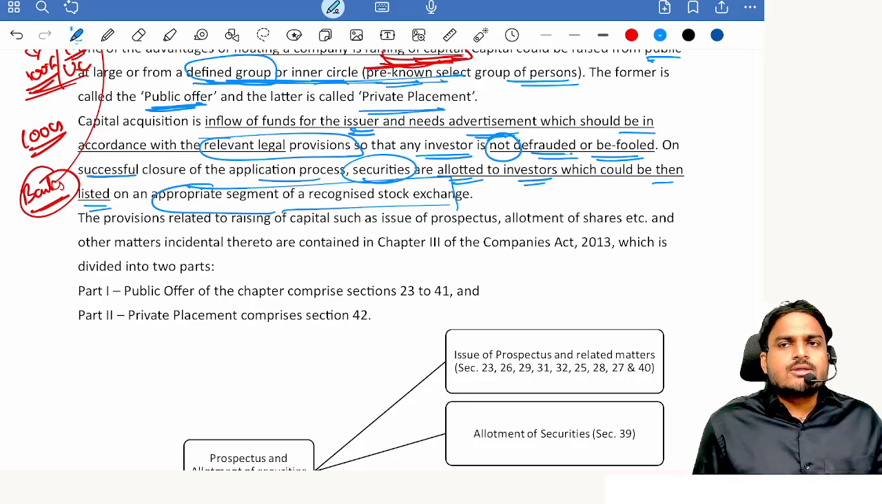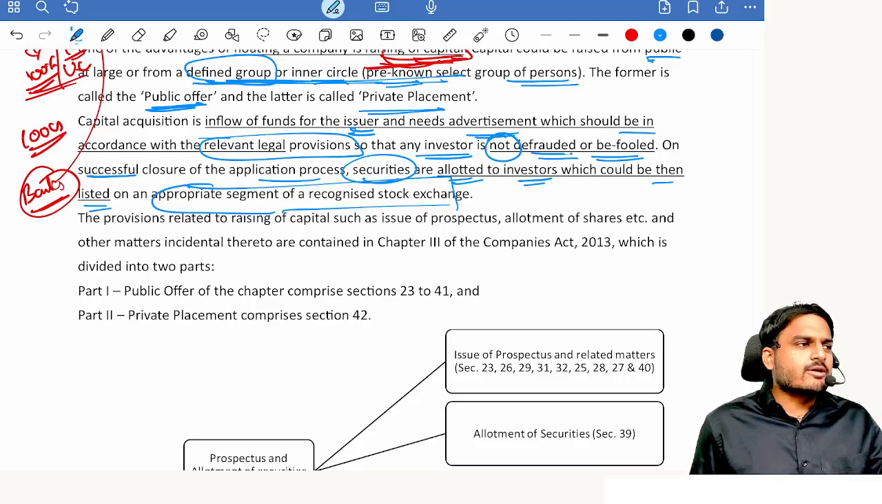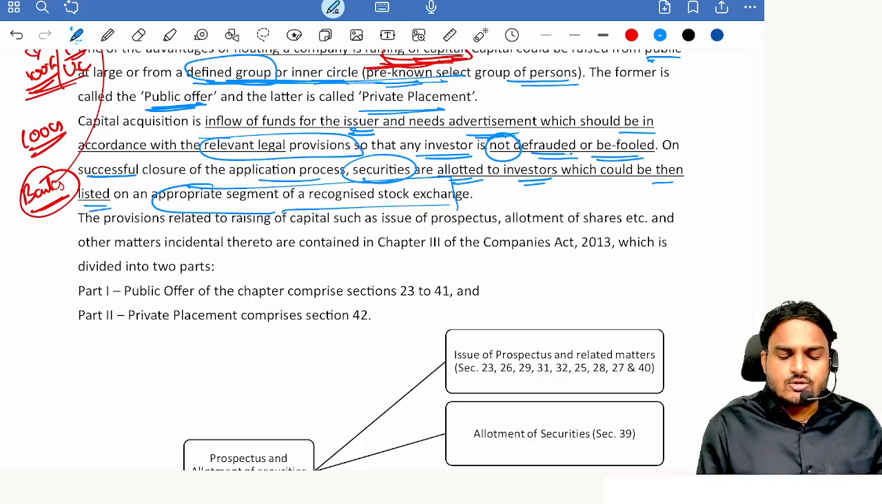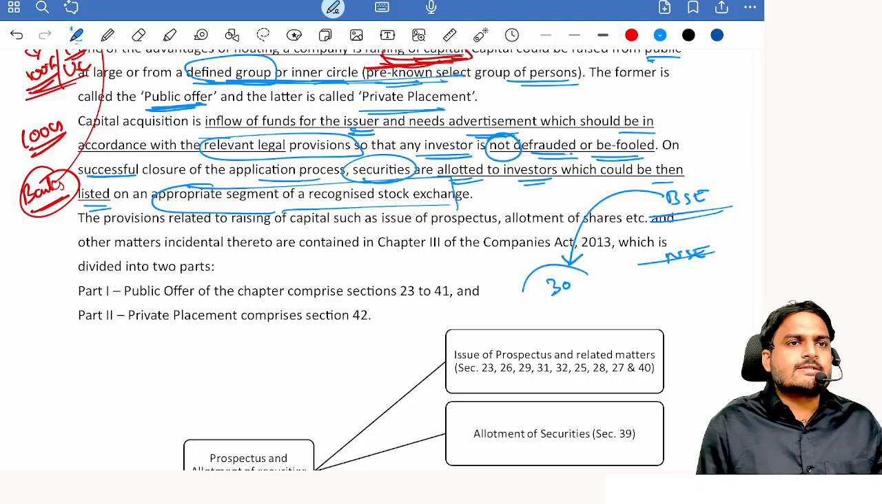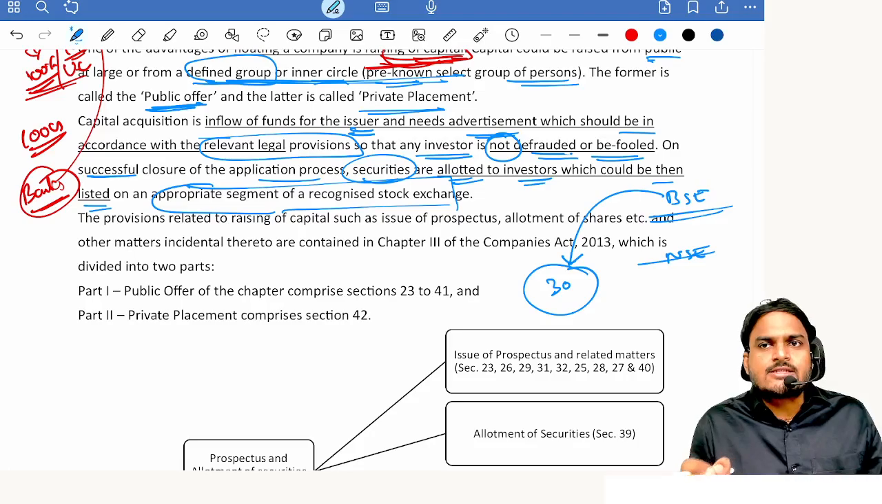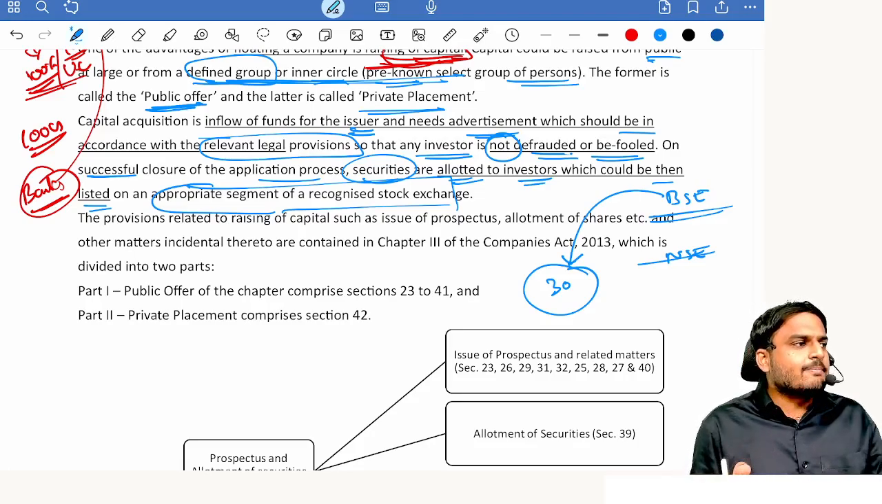So we have seven stock exchanges, if I'm not wrong, but we know only two: one is BSE and the other one is NSE. National Stock Exchange, Bombay Stock Exchange. In the Bombay Stock Exchange, you will find 30 companies. These 30 companies were selected based on market capitalization.